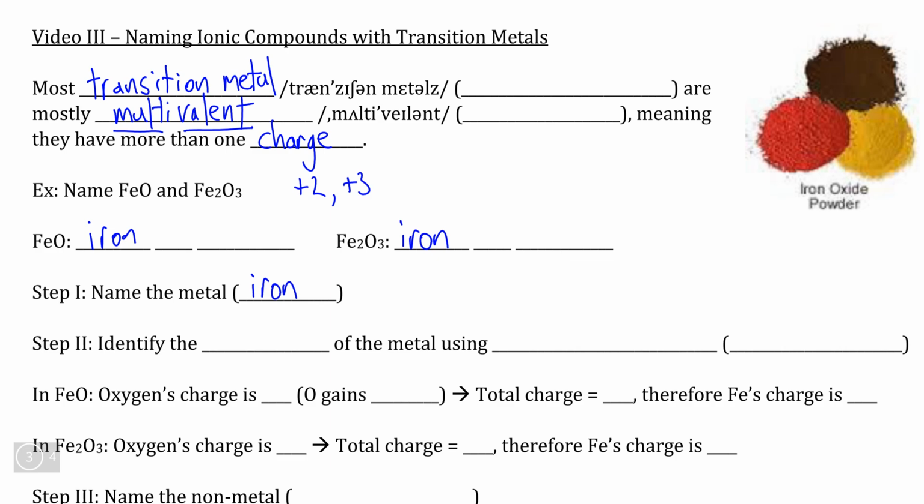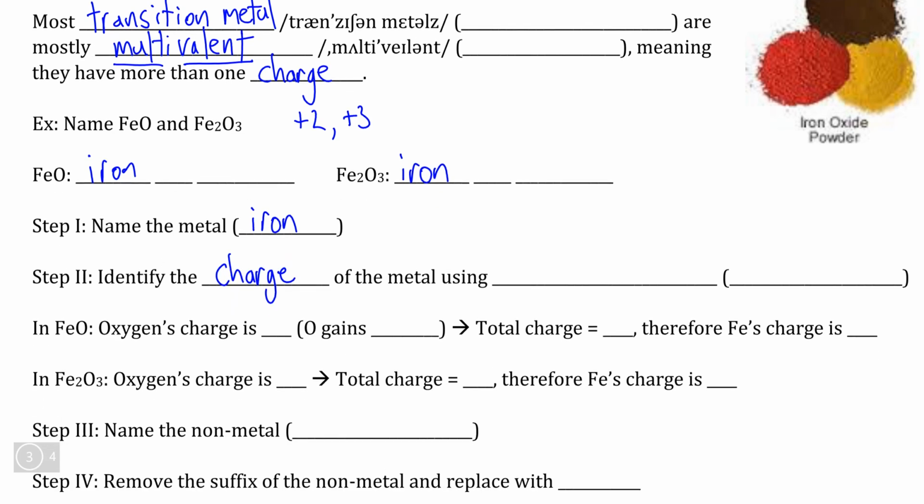So which one is which? Well, that's the next step that we actually need to worry about, where we need to figure out what the charge of the metal is. And we can do this by comparing it with the nonmetal in the compound, which is oxygen. So we know that oxygen's charge is going to be negative 2, because remember that oxygen has 6 valence electrons, which means oxygen is going to gain 2 electrons.